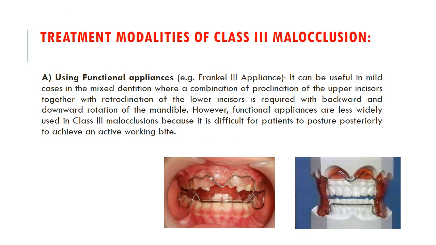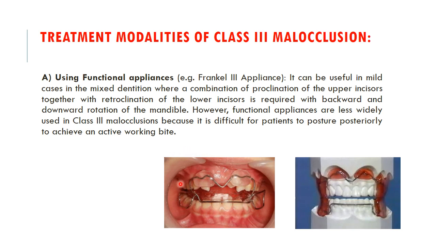The first one is by using the functional appliances, like the Frankel III appliance, which can be very useful in mild cases in the mixed dentition, where a combination of proclination of upper incisors and retroclination of the lower incisors is required with backward and downward rotation of the mandible. So this is why we said in the findings, if the patient has a reduced vertical height, it is considered to be favorable.